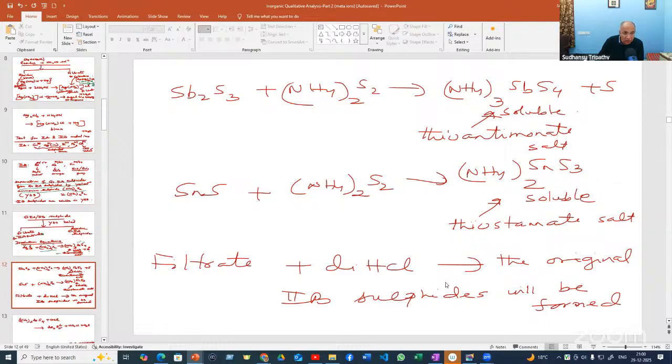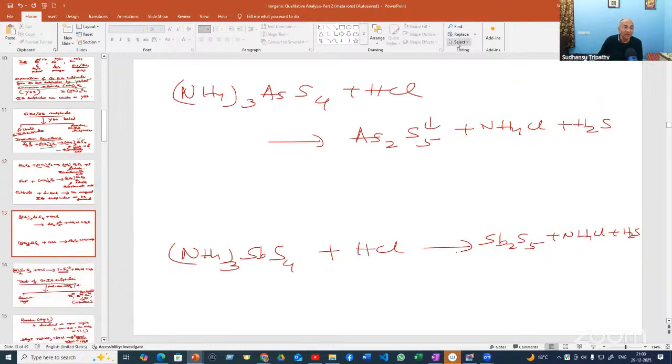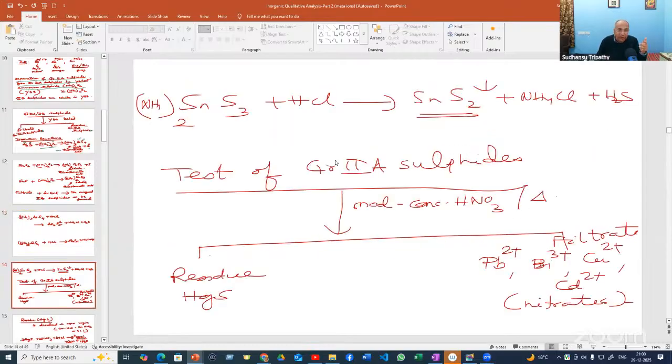So these are soluble. When you add dilute HCl to the filtrate, you again get back the sulfides, but in their higher state. It was +3 sulfide, or maybe some +5 was there, but mostly +3. Now it will be coming as +5. Don't worry. It will be yellow. And thioantimonate will give you antimony pentasulfide, all +5. And this will be +4. Then we will be doing 2A separately, 2B separately.